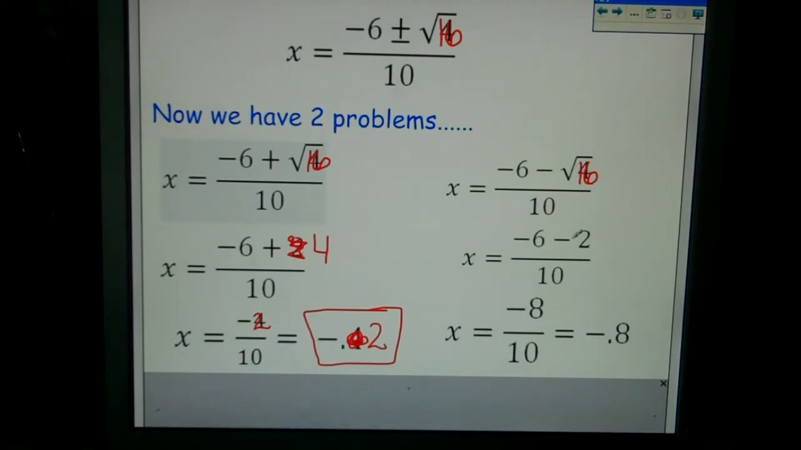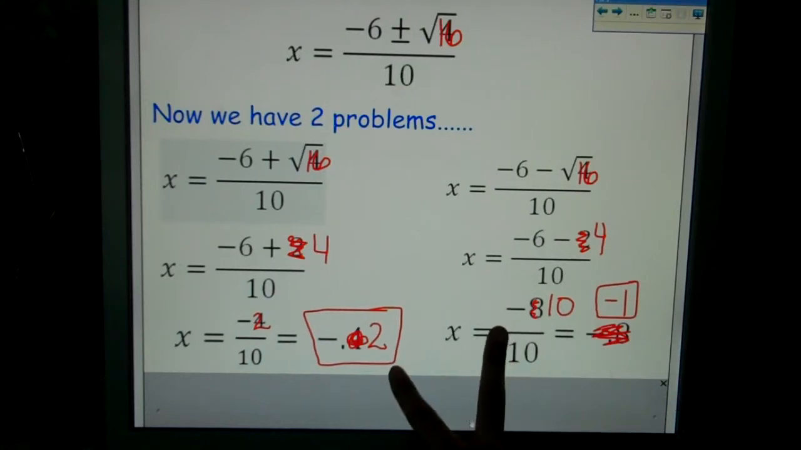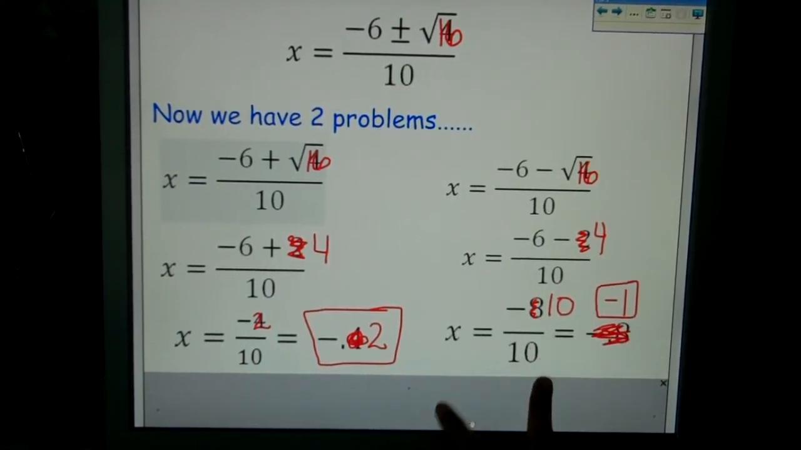Let's see, square root of 16. Ugh, that was 4. Negative 6 minus 4. That should be 10. Negative 10 divided by 10. What is that? Negative 1. These are my 2 roots, my 2 zeros, my 2 x-intercepts, where the parabola is going to hit the x-axis. Right there. Let's see a picture of that.